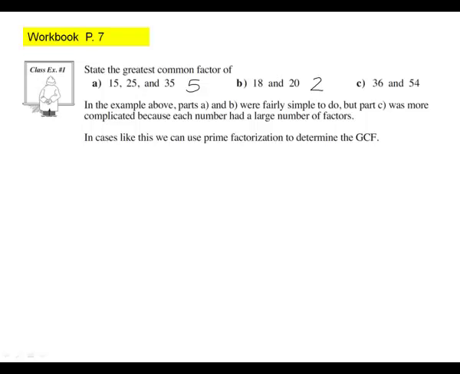But once you get to harder numbers like 36 and 54, a greatest common factor is not necessarily so easy to find. Prime factorization can help us do that. I'll show you an example with 36 and 54.